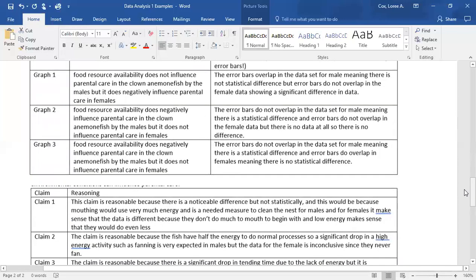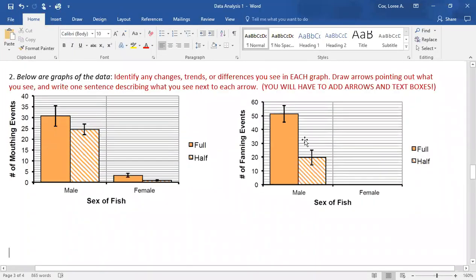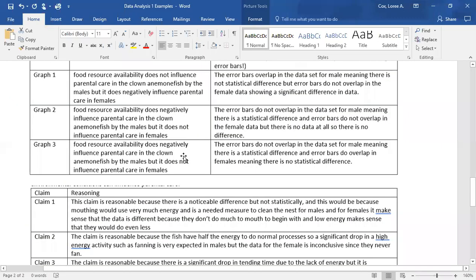All right, graph 2. Food resource availability does negatively influence parental care in clownfish by males, but does not influence parental care in females. So let's look back to what the graph looked like for graph 2. Males, yes, statistically significant difference. Females, no data. Okay, so let's look. So error bars do not overlap in the data set for males, meaning there is a statistical difference. And error bars do not overlap in females, but there's also no data there, so we can't make a conclusion.